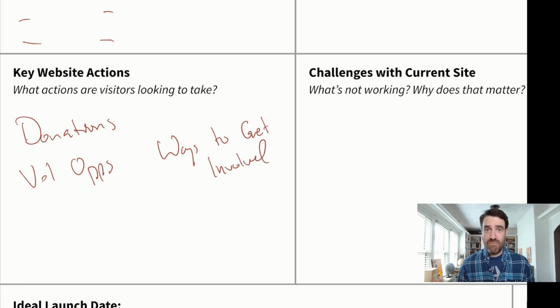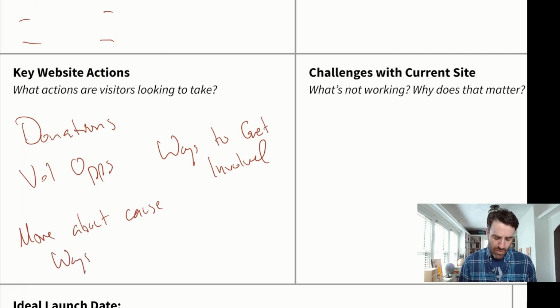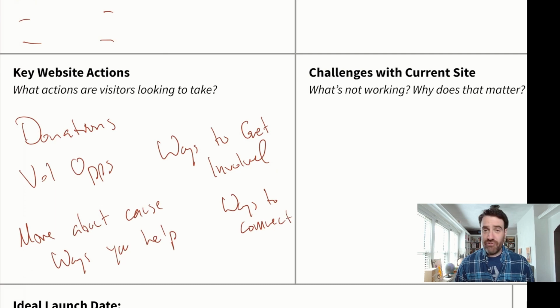It could be more of an early stage information gathering. So maybe they want to know more about your cause and ways you help, right? This could be the kind of thing that would lead people to signing up for your email list or reading thought leadership content that you create. Maybe they're looking for just ways to connect with your organization, right? So this would push them to social channels or an email list, something like that.